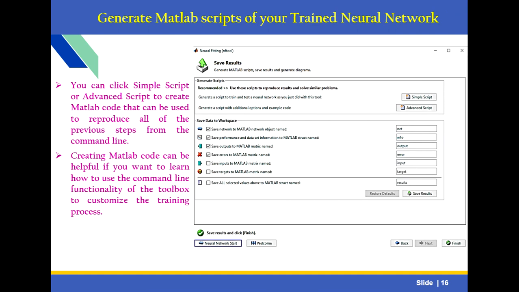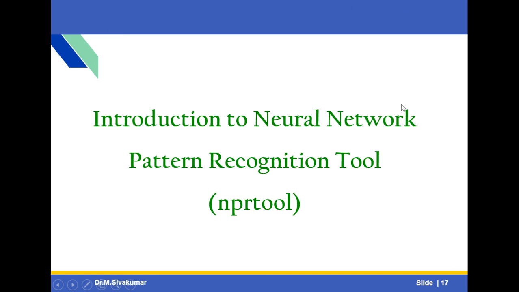Then after deploying the trained neural network, you can save the results. If you click on simple script or advanced script, you get MATLAB code that can be used to reproduce all of the previous steps from the command line also. Creating MATLAB code can be helpful if you want to learn how to use the command line functionality of the toolbox to customize the training process. Here you can select this one. You will save the script file also.